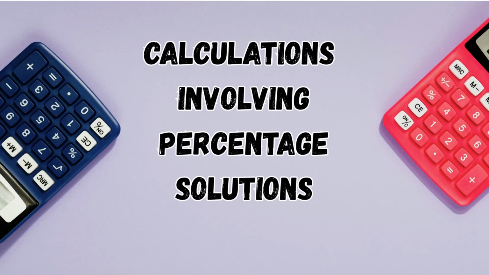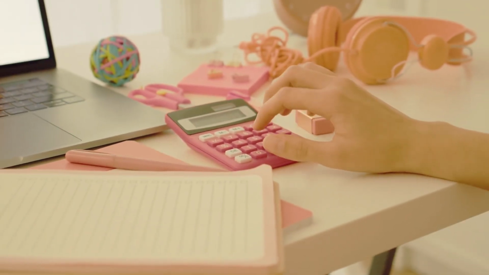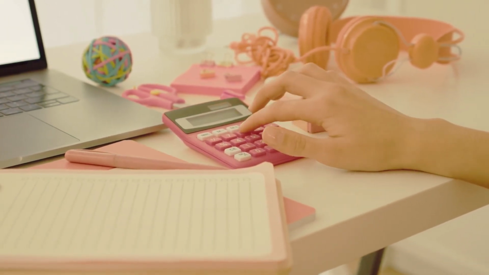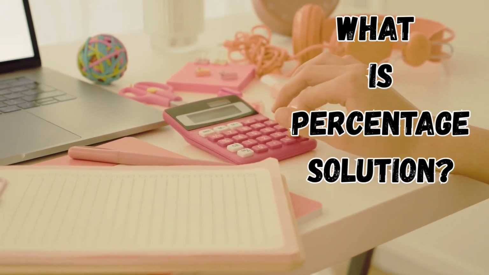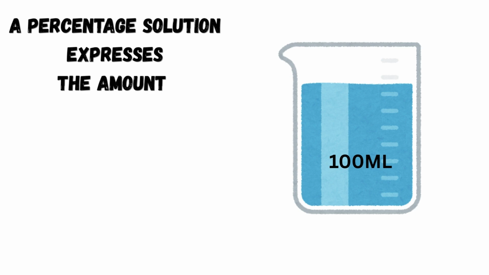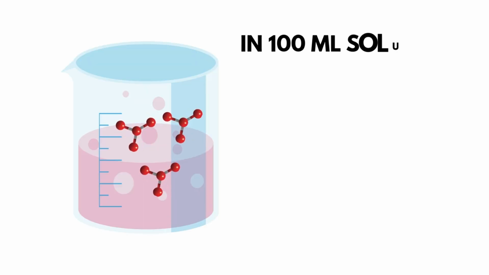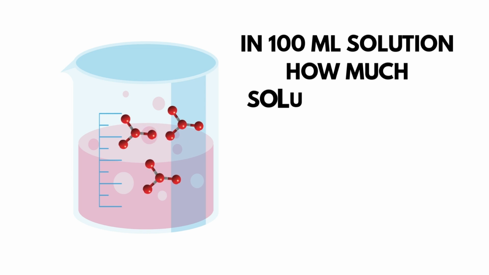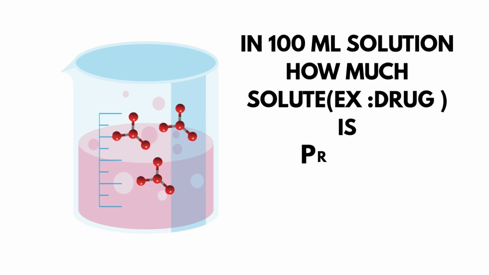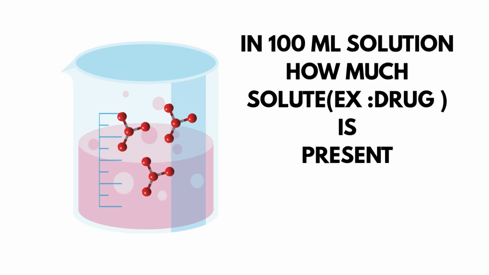Today we will learn about calculations involving percentage solutions. So let's start. Before starting calculation, first you need to understand what a percentage solution is. A percentage solution expresses the amount of solute present in 100 parts of solution. So basically, in simple words, in 100 parts of solution, how much quantity of solute it contains. So that is percentage calculation.